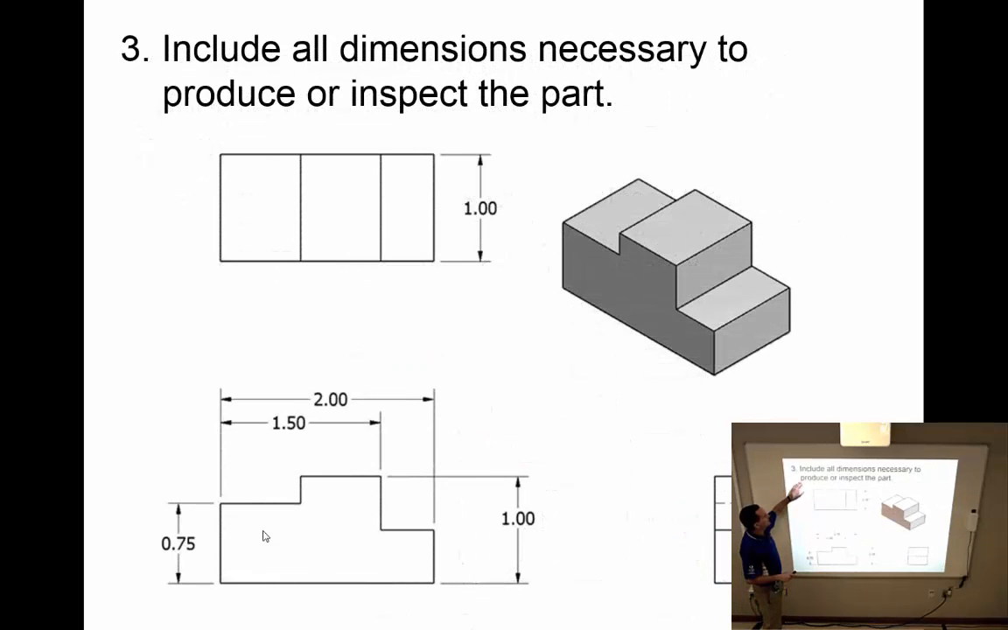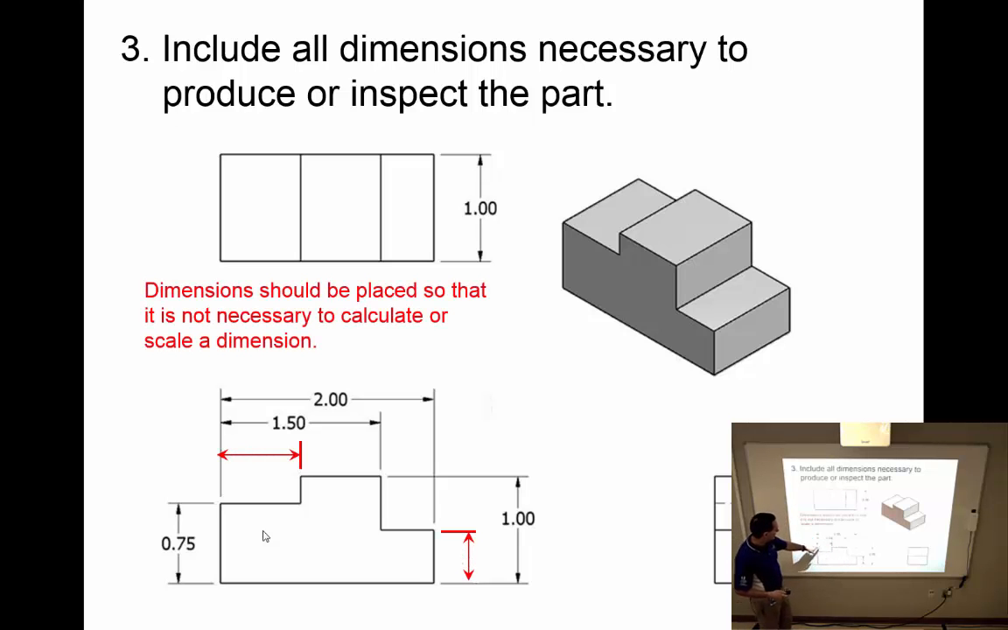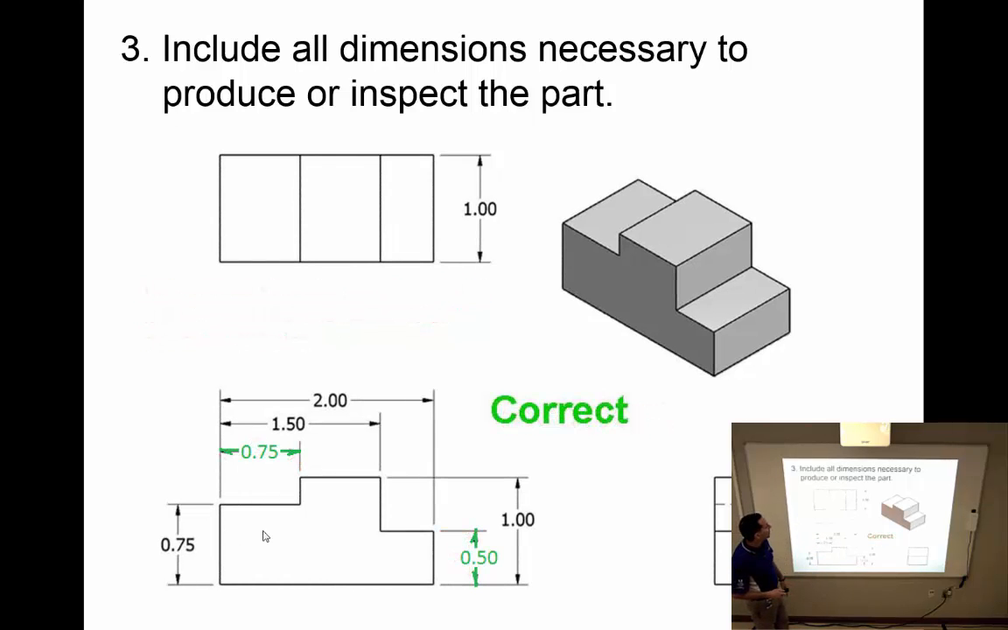Include all dimensions necessary to produce or inspect the part. If I'm the person that has to make this for you and you give me this information to build it, I need to have all the dimensions. I don't want to guess on the size or location of parts of my object. You don't want me to do that either, right? So in this case, I'm missing dimensions here and here. I need to add those in to complete this drawing.